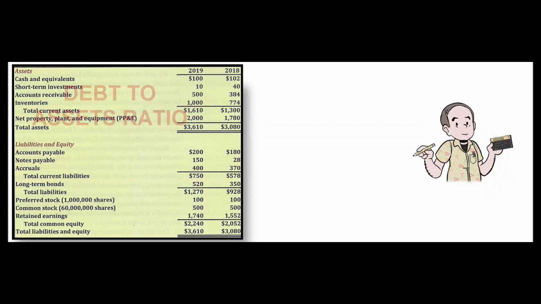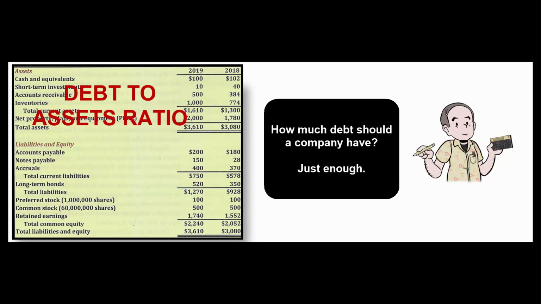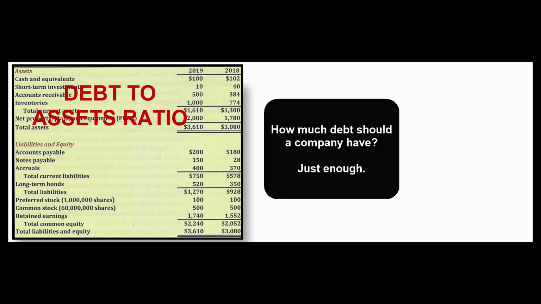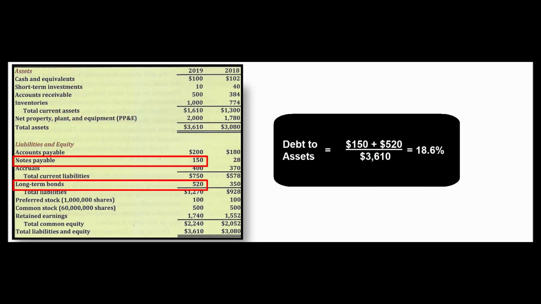All right, let's look at some debt management ratios. How much debt should a company have? Just enough. Too much and they won't be able to handle the interest expense. Too little and they're not leveraging themselves to expand as quickly as they should. So in this context, leverage means debt. So the first ratio we might look at is debt to assets ratio. Total debt over total assets. In this case, that would be 670 over 3610 for a debt to assets ratio of 18.6%.